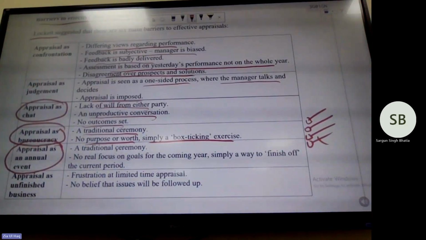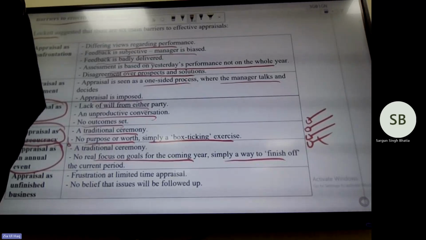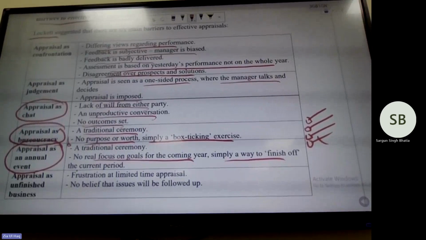It is a traditional ceremony, just like bureaucracy, with no real focus on goals for the coming year, simply a way of finishing off because there was a policy from your superior that you have to appraise the performance of your employees every year. And you are just doing it as per policy, not in a proper manner, not considering the importance of performance appraisal.